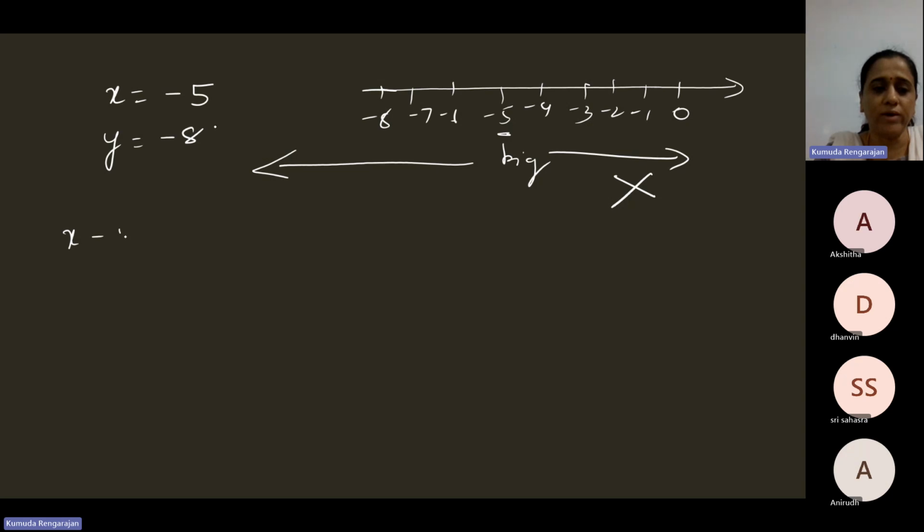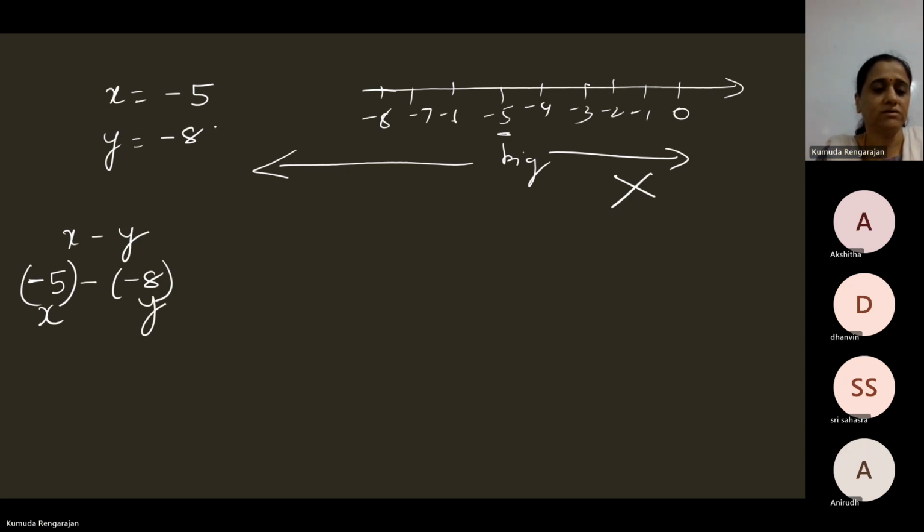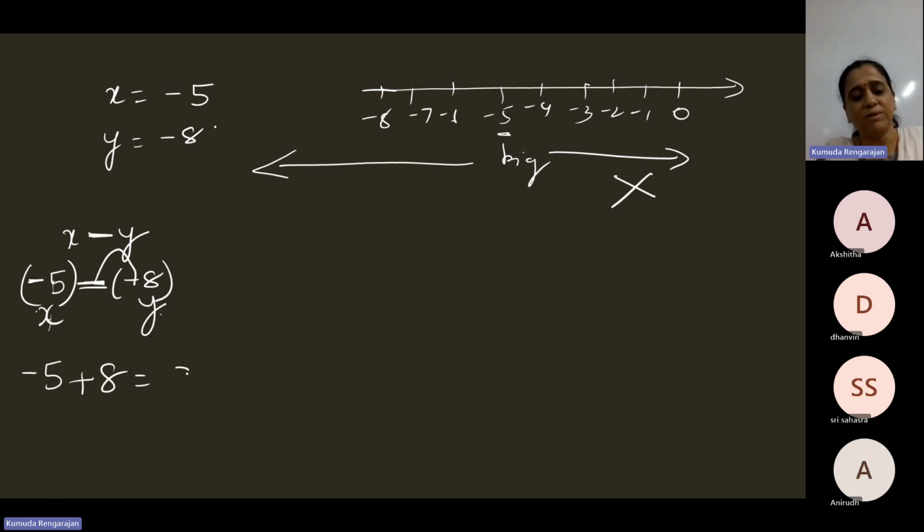Now we'll find x minus y. What is x? Minus 5. What is y? Minus 8. This is x, minus 5, and this is y, minus 8. X minus y: I have written x in the bracket, minus 5, and y in the bracket, minus 8, and this is the minus sign. Now it will be minus 5, minus into minus plus 8. And minus 5 plus 8 is plus 3. It's positive.